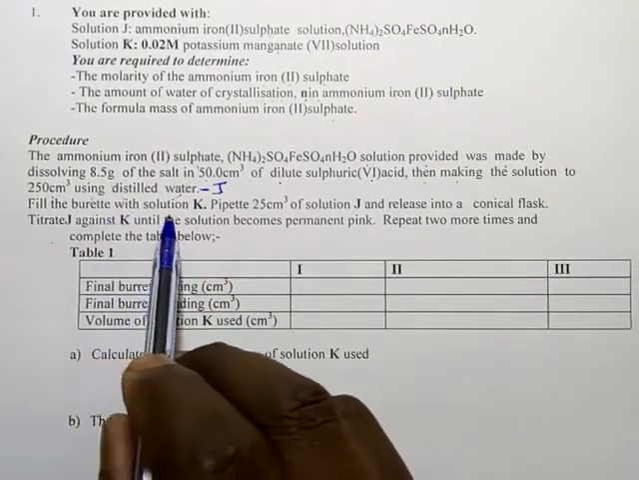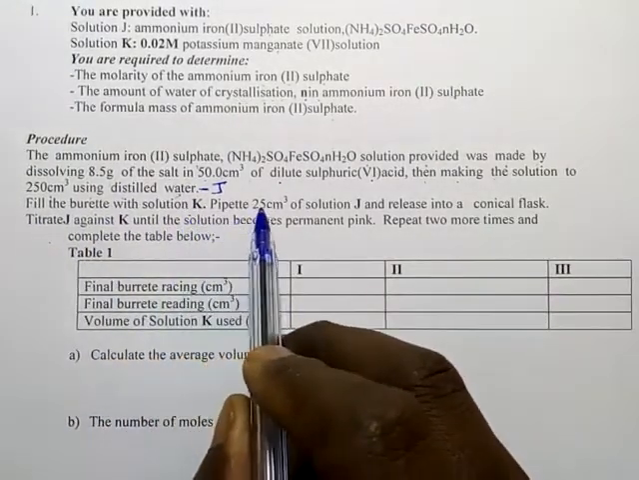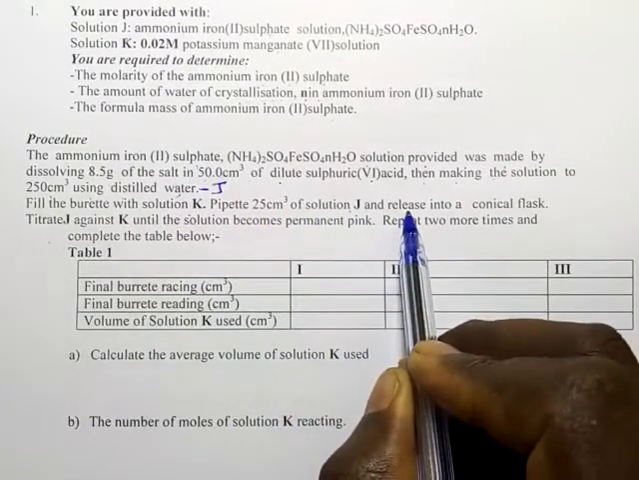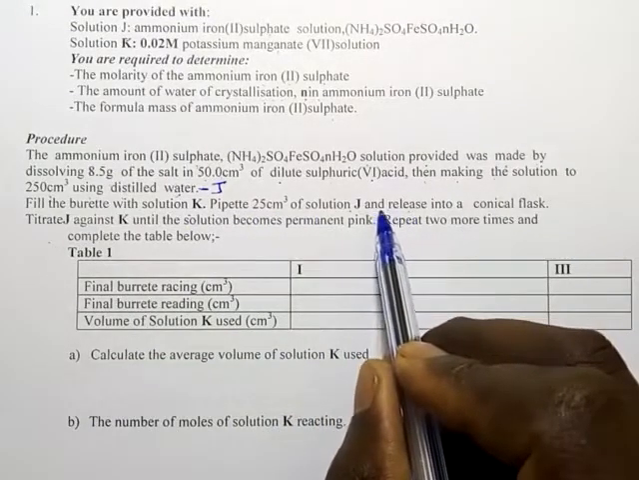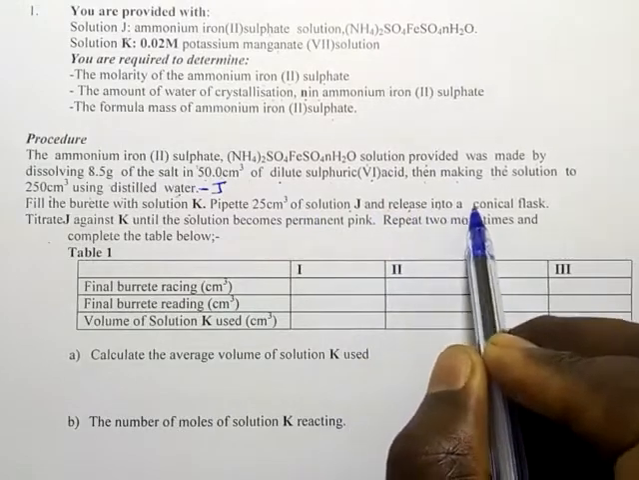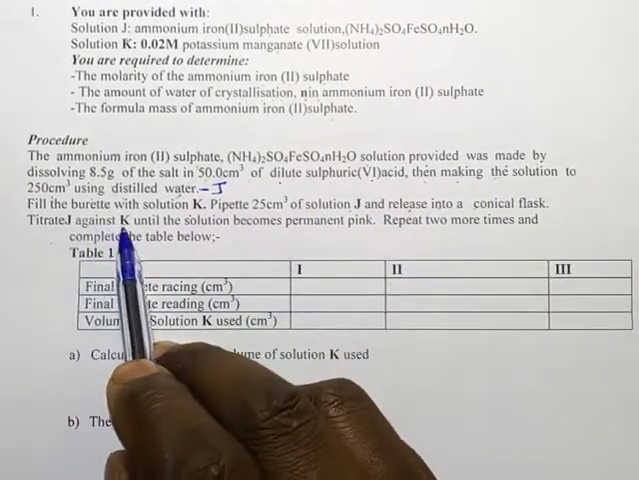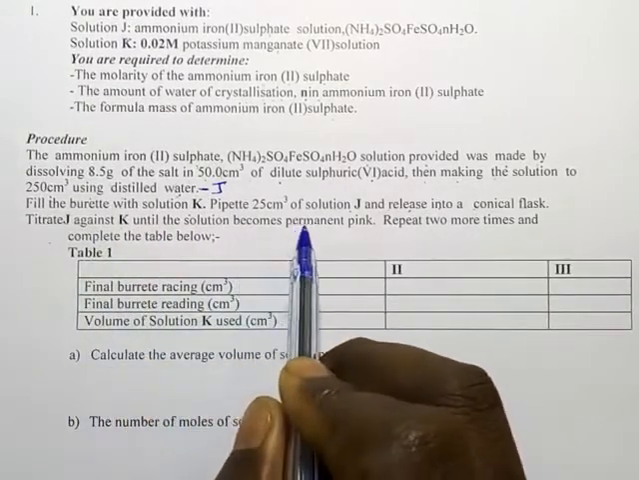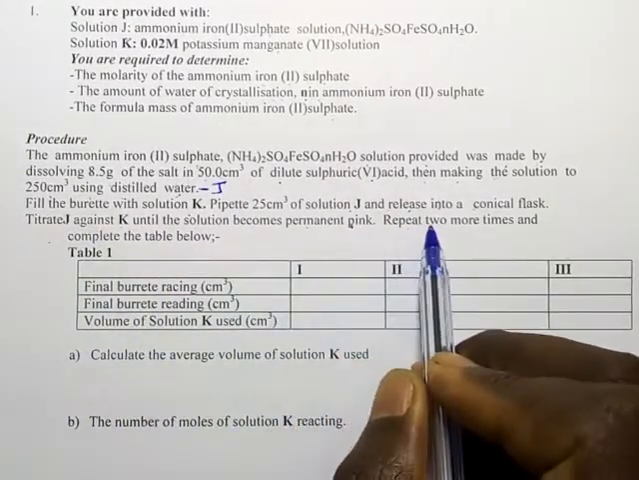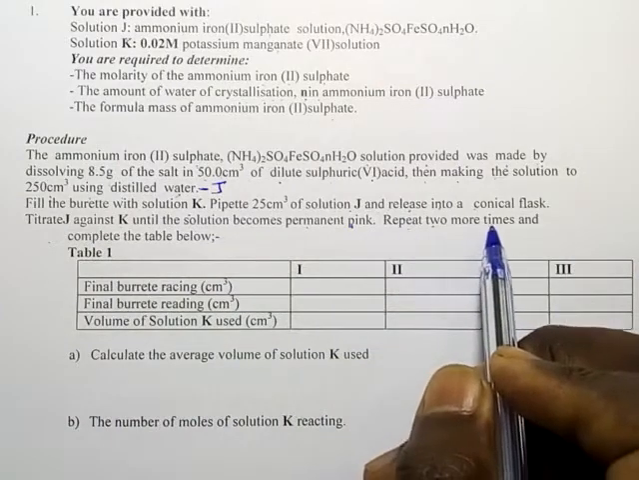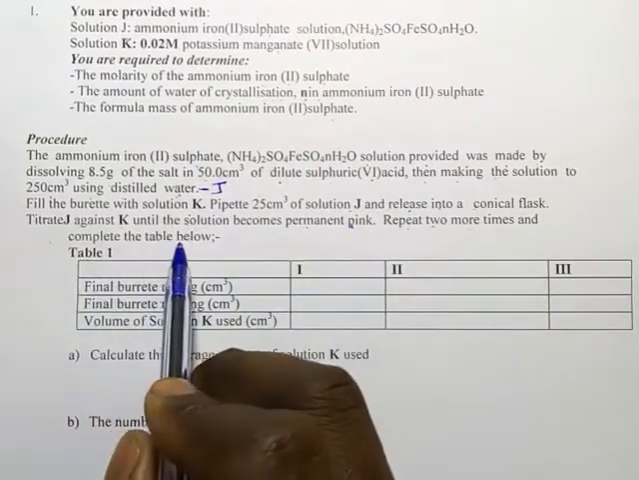Fill the burette with solution K, pipette 25 cm³ of solution J, and release it into a conical flask. Titrate J against K until the solution becomes permanent pink. Repeat two more times and complete the table below.